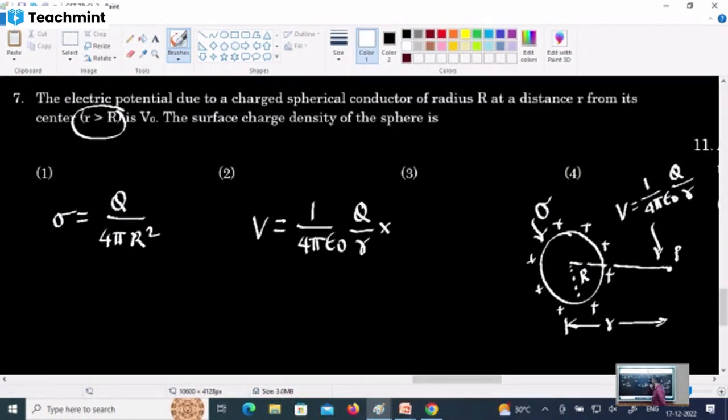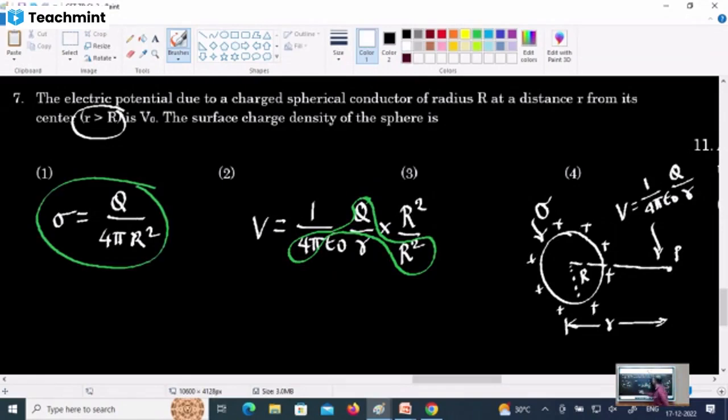Let us do one thing: multiply numerator by R square and denominator by R square. And second, we shall divide this q divided by 4 pi R square. That will give you sigma. What remains is V is equal to sigma R square divided by epsilon naught r small r. What we need is sigma, so let us keep sigma on one side.